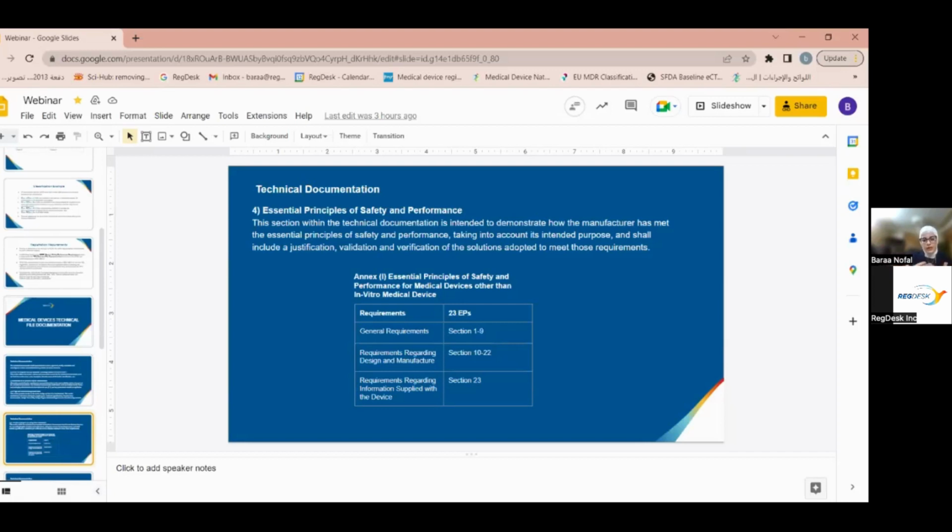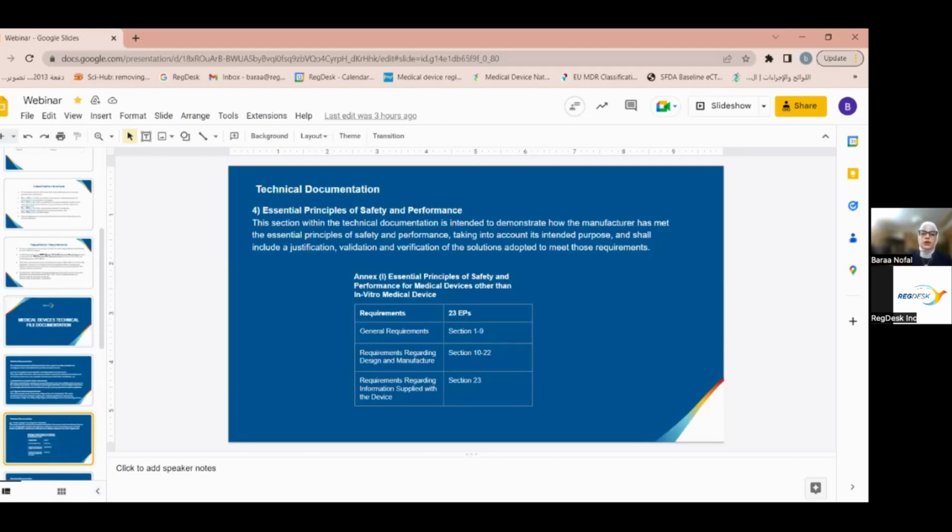Yes, they are the same, maybe, but they include more details, or they have the description for each document, how you need to submit it, or what is needed to be included in this section. For example, the requirement in section 23, requirements regarding information supplied with the device. As I said, also in this section, we will talk about the labeling or the instruction for use.